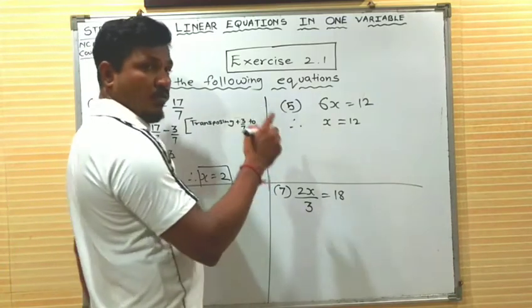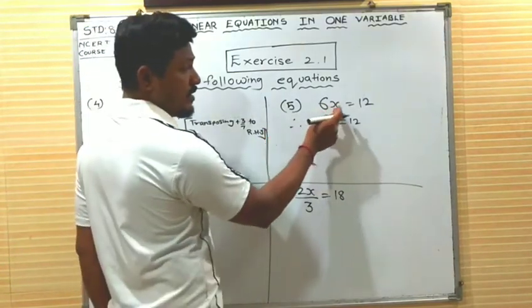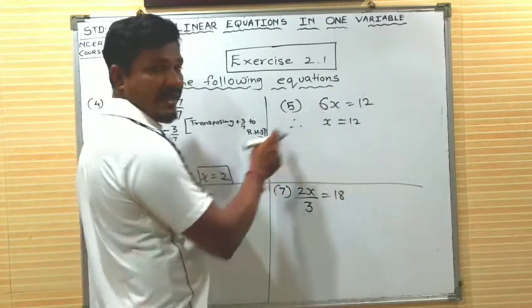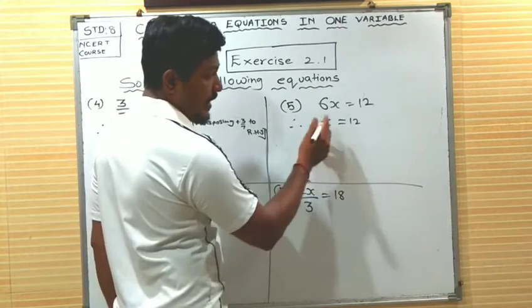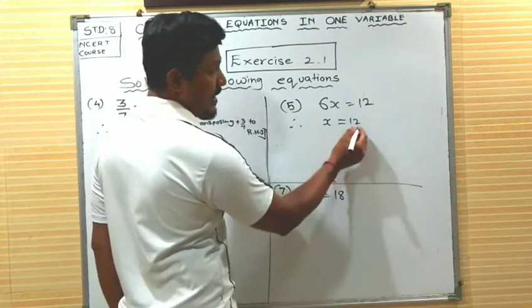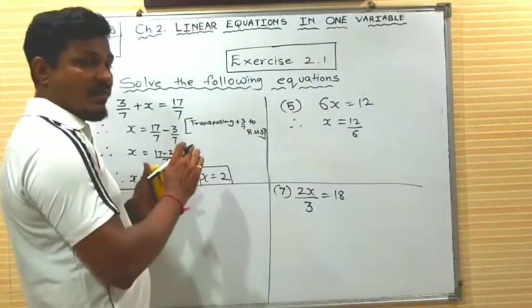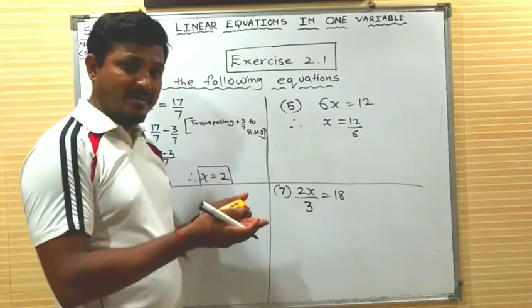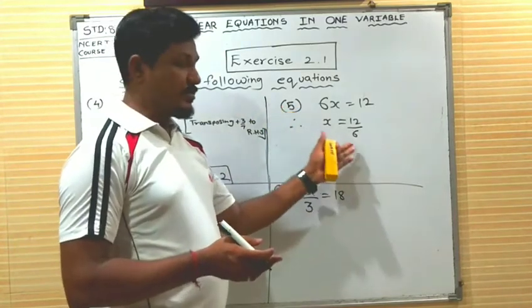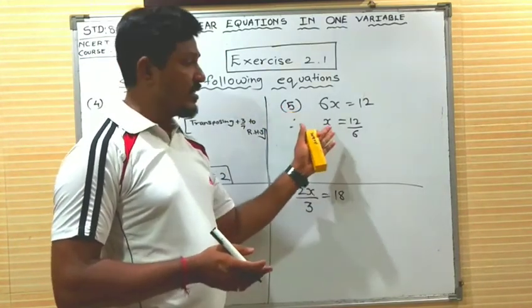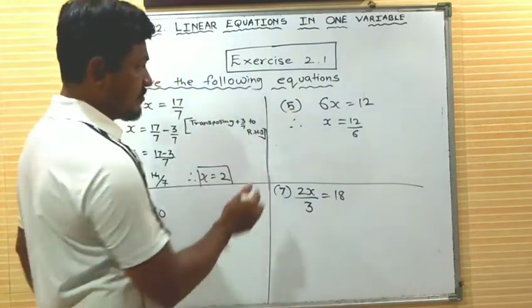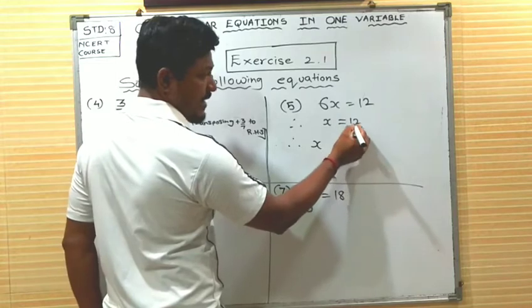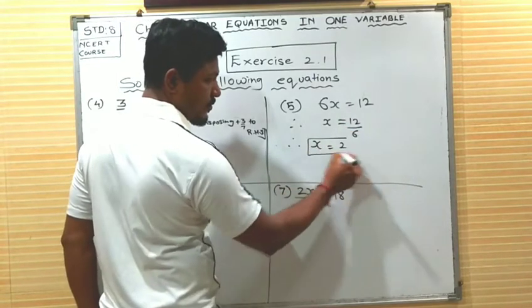Now if you go with the transposition method, whatever the number, if it is in multiple form, see here 6 multiplied by x, so 6 will go in division over here on the right hand side. If addition is there, while transposing it becomes subtraction. If subtraction is there, while transposing it becomes addition. If multiplication is there, it becomes division. If division is there, it's going to multiply. Now what you will do? 12 divided by 6 gives 2.